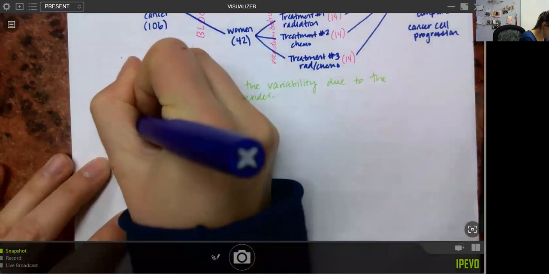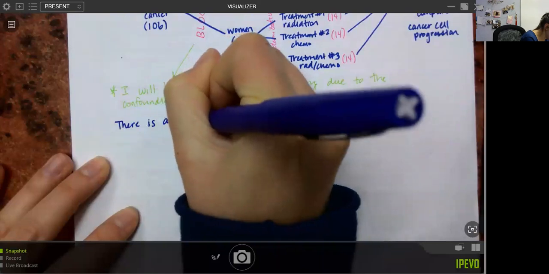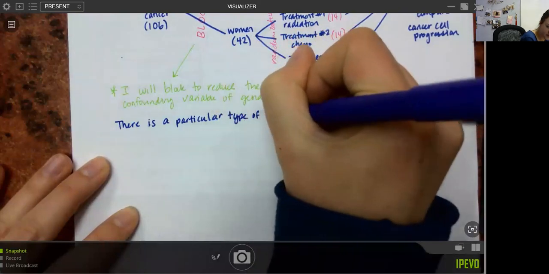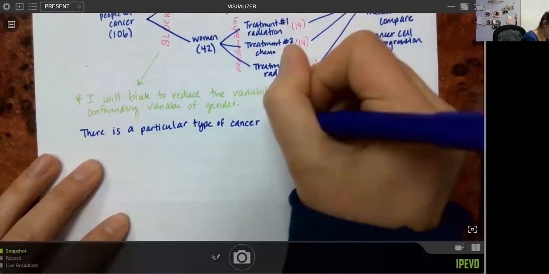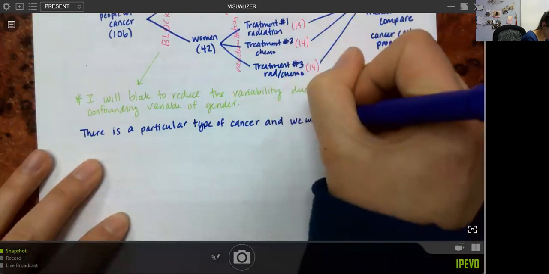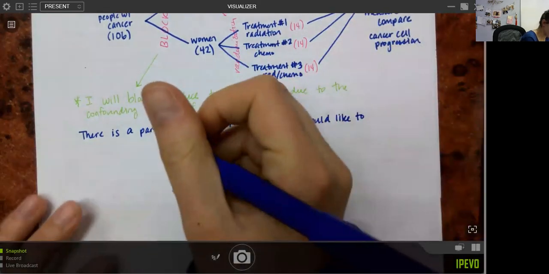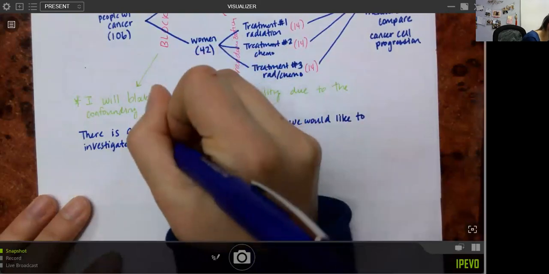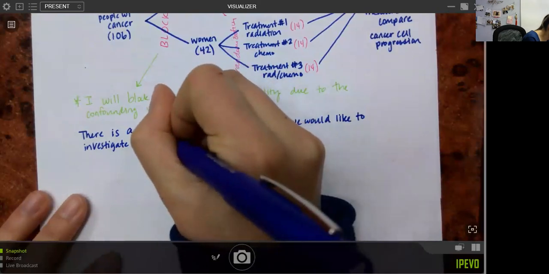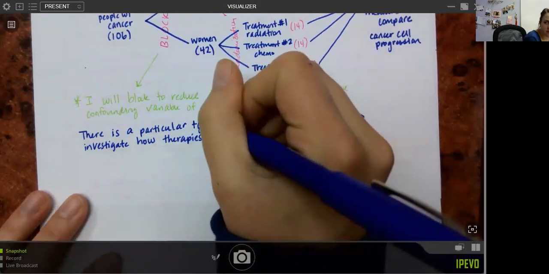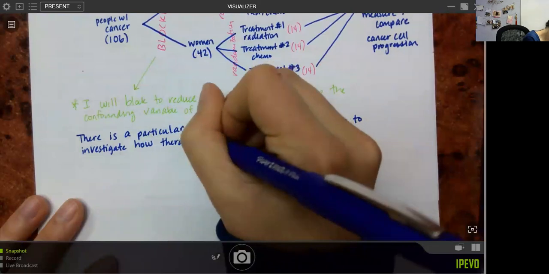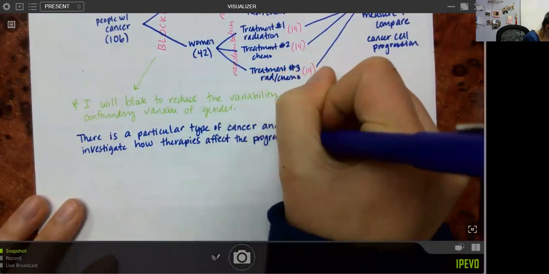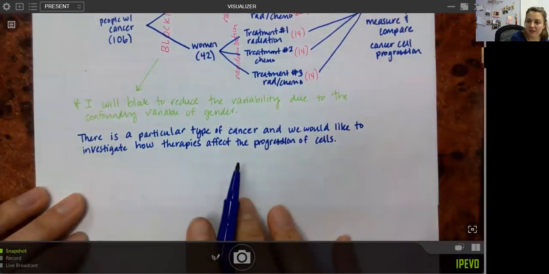Okay. So there is a particular type of cancer and we would like to investigate how, we could say here, how treatments, therapies is the word they use, how therapies affect the progression of cells. Okay, probably a different way. You could also say the same thing.